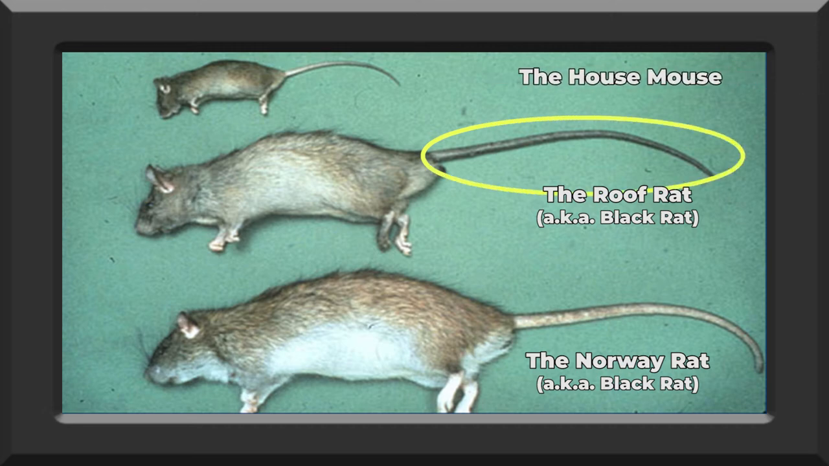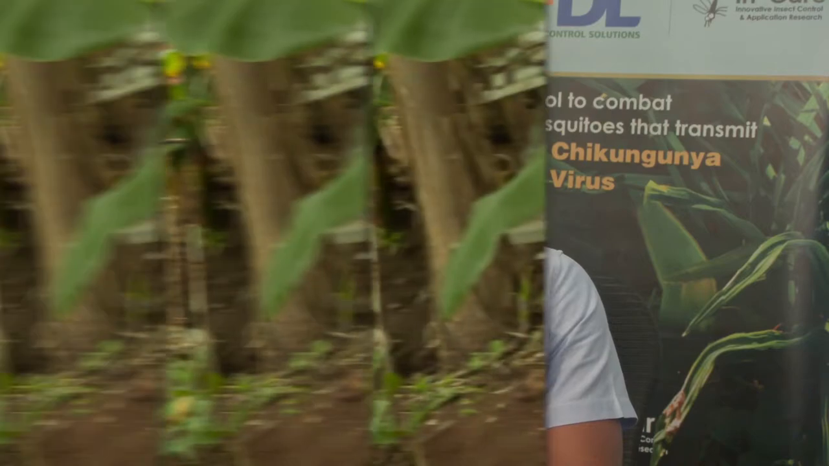The third commensal rodent is the house mouse, which does not grow into a rat. The mouse's radius of movement is considerably lower than that of rats, which means they can spend more time in our immediate environment, such as in our pantries, cupboards, and sofas.